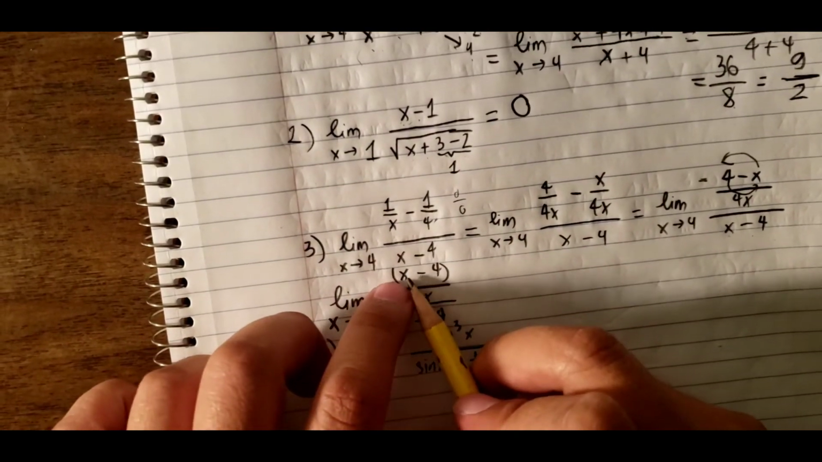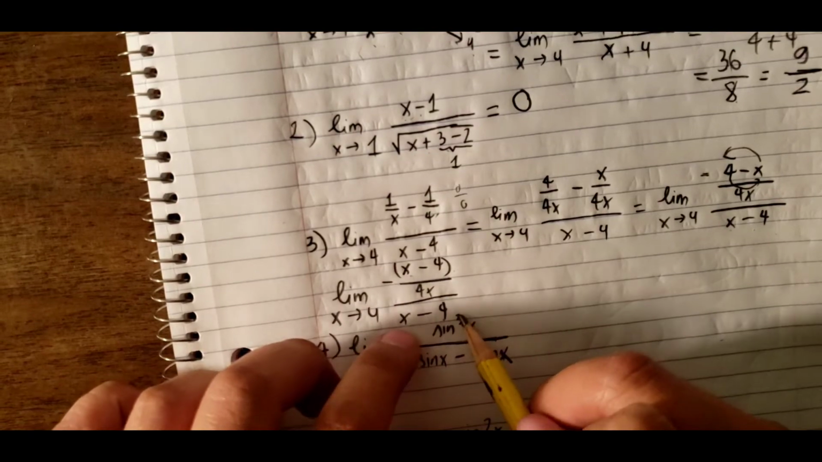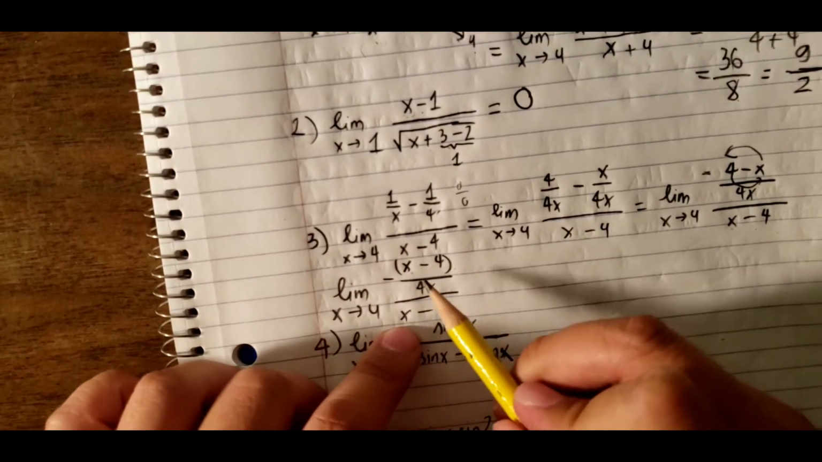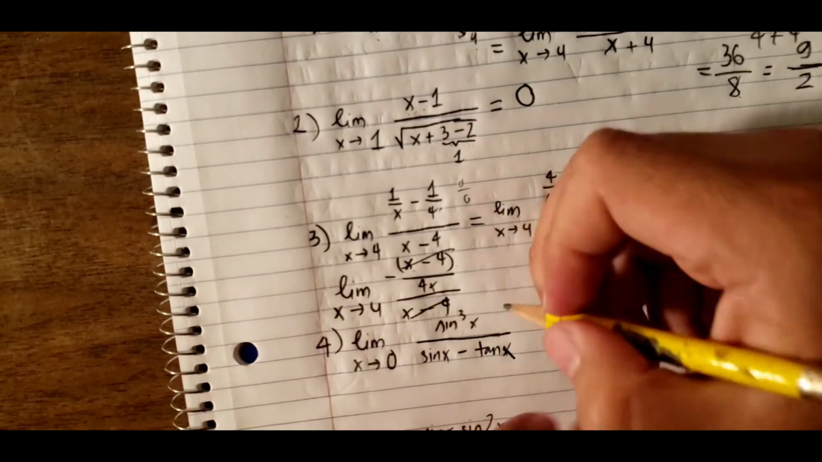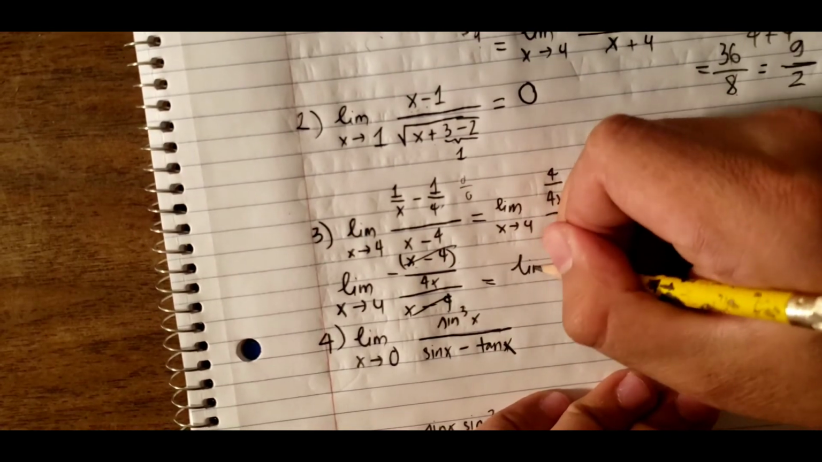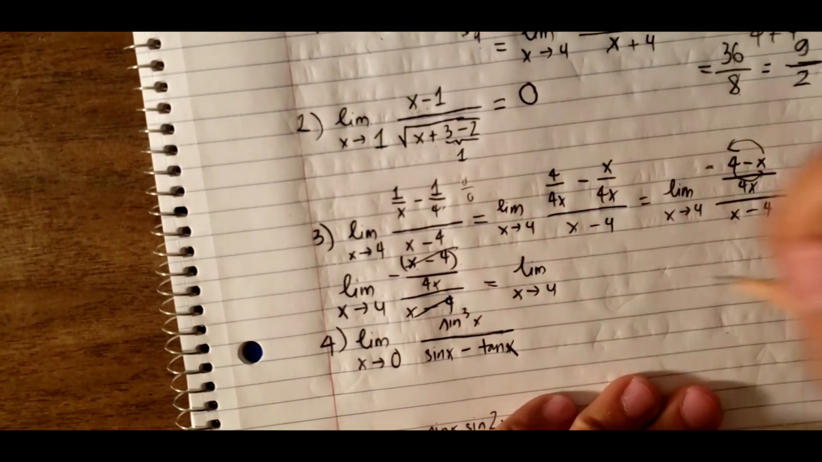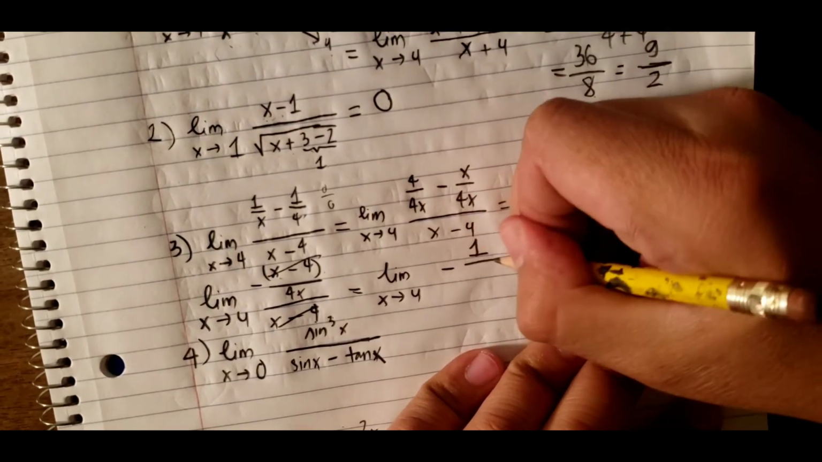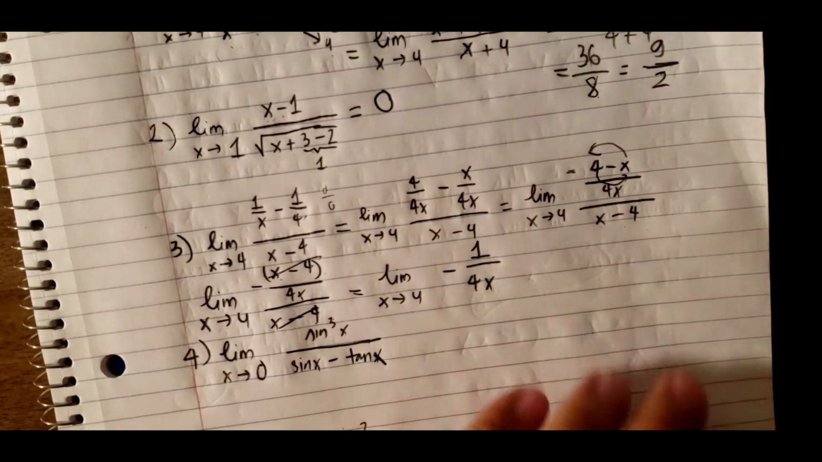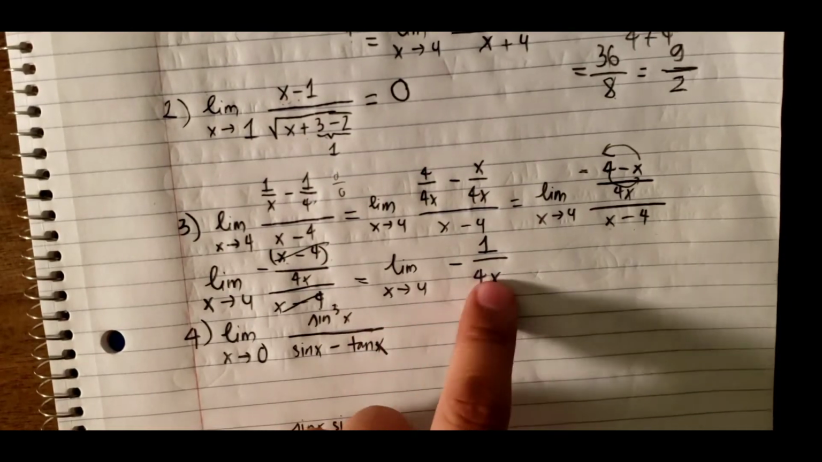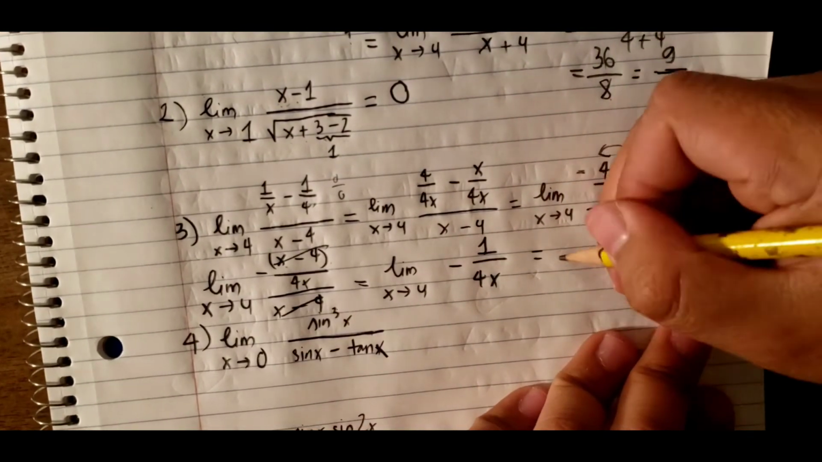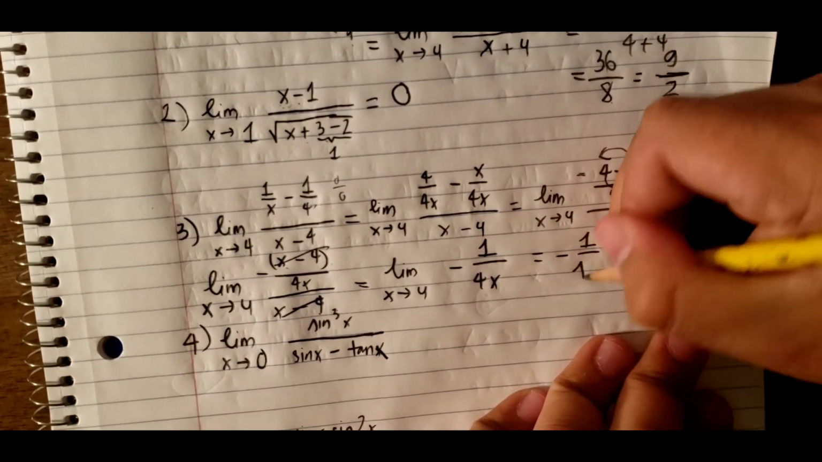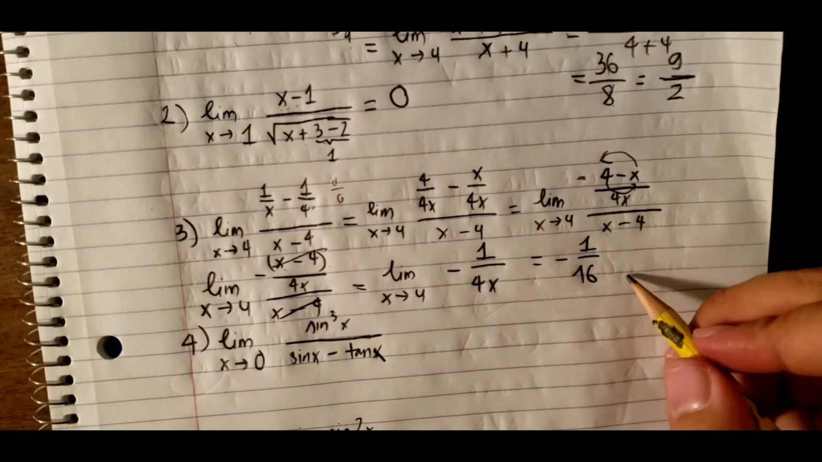Now you have s minus 4 on the top and s minus 4 on the bottom. You can simplify, and you get the limit as s goes to 4 of minus 1 over 4s. So you put number 4 in s, and you get minus 1 over 16. This is the answer for number 3.